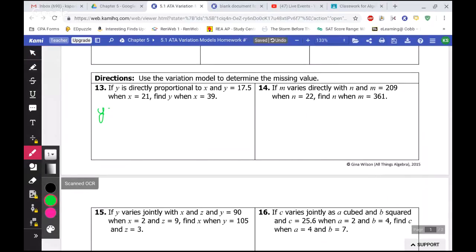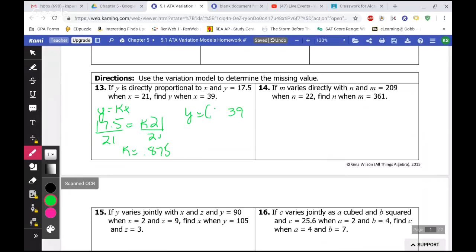So y equals kx. Then you would take 17.5 equals k when x is 21. Is that right? And then you're going to divide both sides by 21, which I don't have a calculator handy. My calculator died and I still haven't bought a new one. 17.5 divided. I'm going to use my phone calculator. So then k equals 0.875.